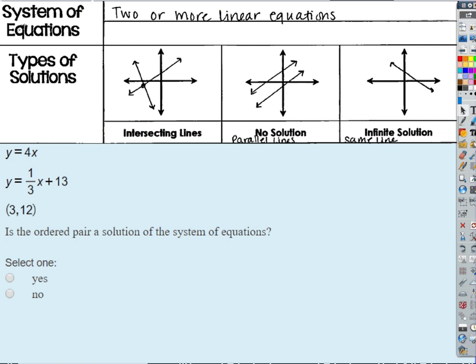Let's focus on linear systems. Very brief review. So we know a linear system just means, system in math means more than one of something. So it just means more than one linear equation at the same time. When we solve a linear system, we can get three different kinds of outcomes.